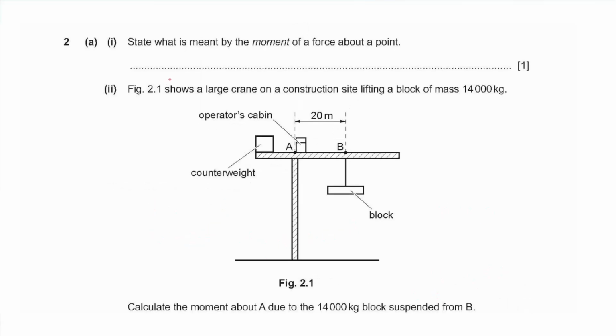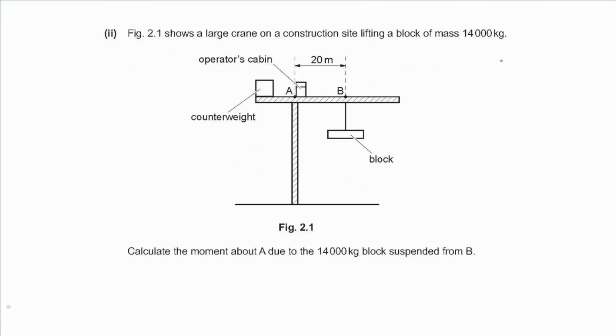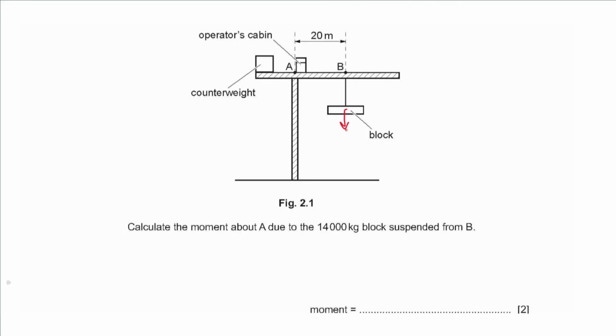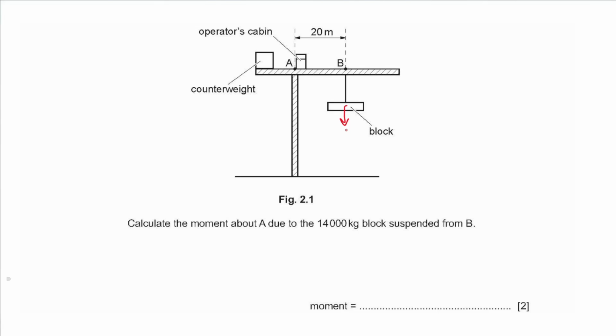Question 2a(i) says state what is meant by the moment of a force about a point. It is the turning effect of the force about a point. So this is the definition of any turning effect or any moment. Part I says figure 2.1 shows a large crane on a construction site lifting a block of mass 14,000 kilograms, and we have a distance of 20 meters from point A for the weight of the block to act at point B. Calculate the moment about A due to the 14,000 kilograms block suspended from B.